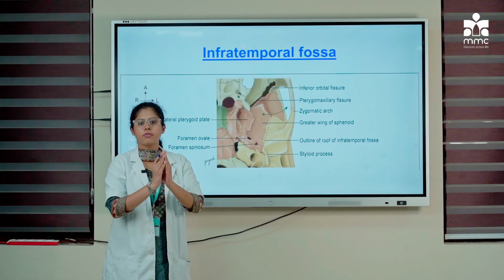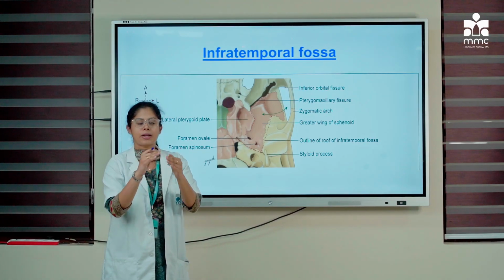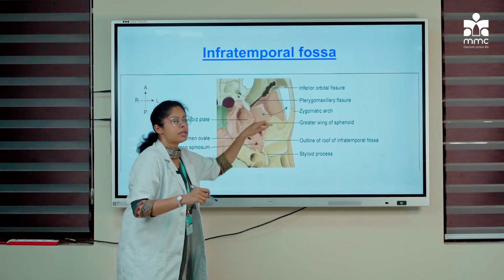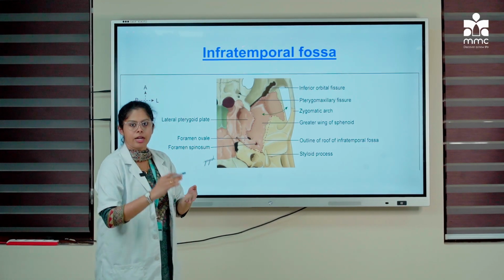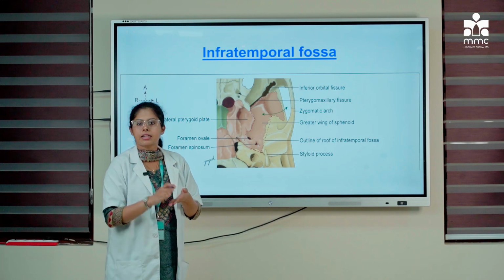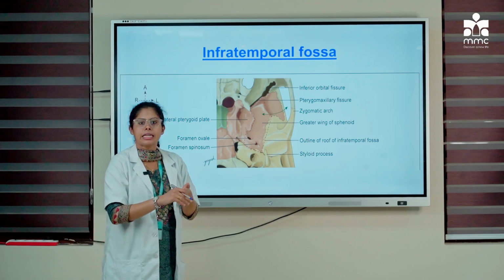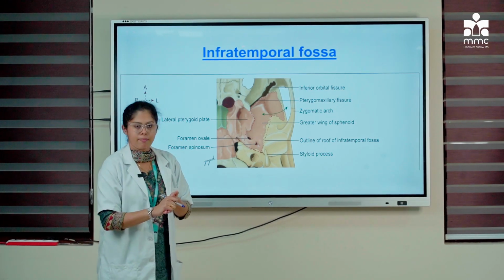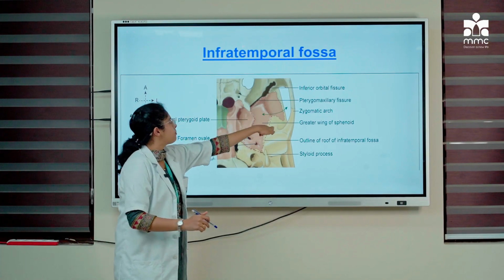Now, infratemporal fossa is basically a gap present just below the zygomatic arch. It is present behind the maxilla, in front of the styloid process, just lateral to the pterygoid plate and medial to the ramus of the mandible. That is how you get the infratemporal fossa.